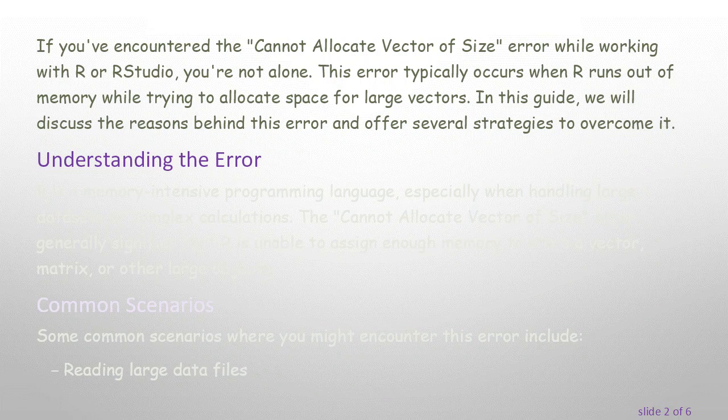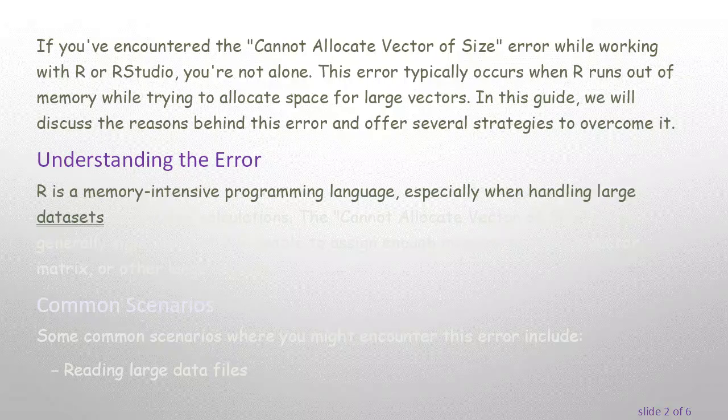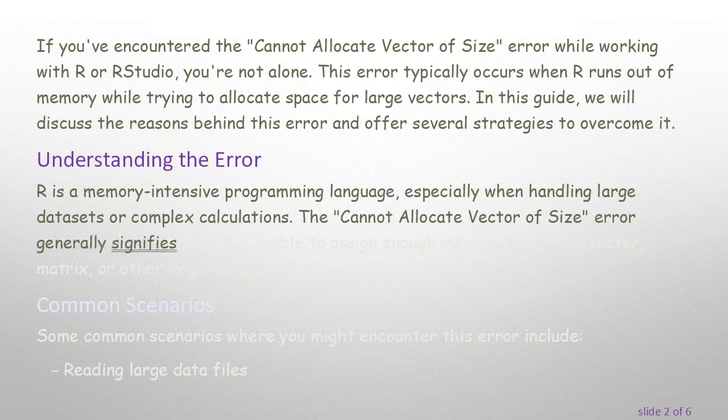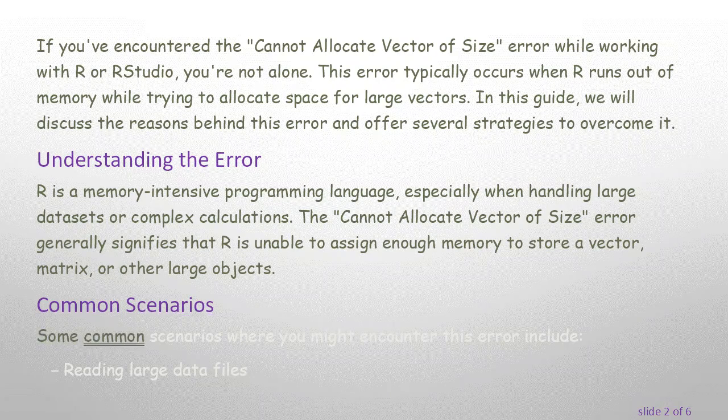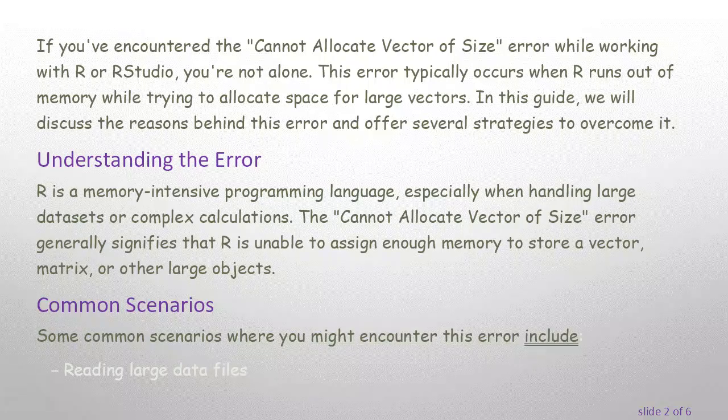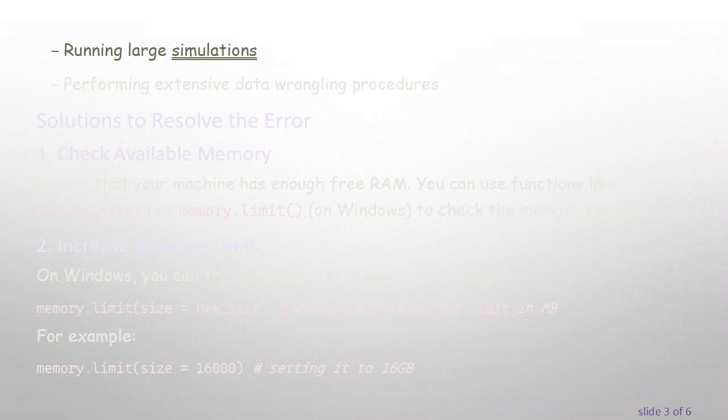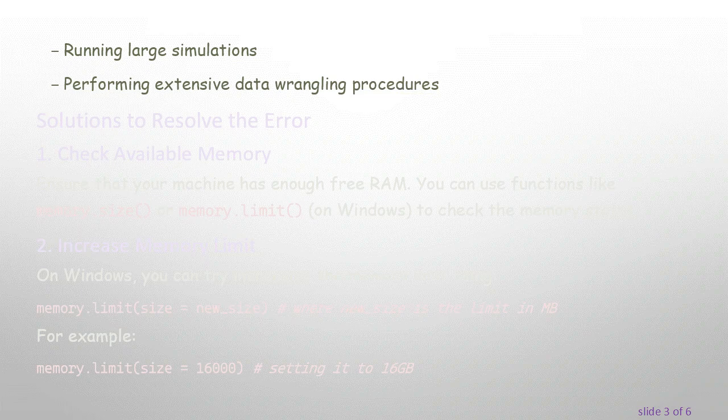Understanding the error. R is a memory-intensive programming language, especially when handling large datasets or complex calculations. The cannot allocate vector of size error generally signifies that R is unable to assign enough memory to store a vector, matrix, or other large objects. Common scenarios. Some common scenarios where you might encounter this error include reading large data files, running large simulations, performing extensive data wrangling procedures.